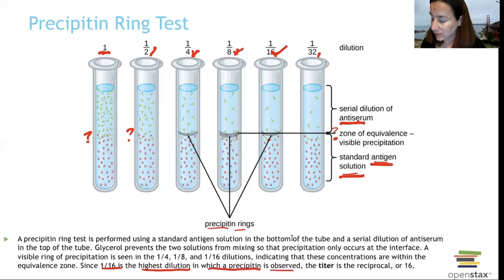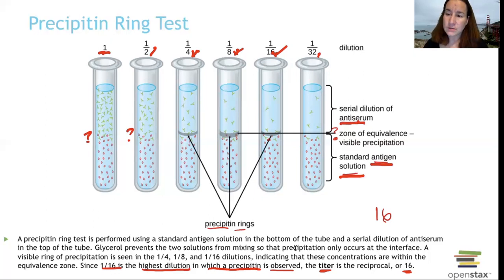So that's our titer. At 1/16, we're going to take the reciprocal, which is 16, the bottom number. The reciprocal is the bottom number. We're going to take that, and that's our titer number. So for this example, titer is 16, where we still see a precipitin ring with the precipitin ring test.